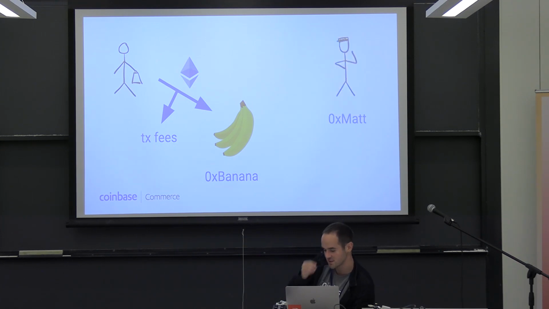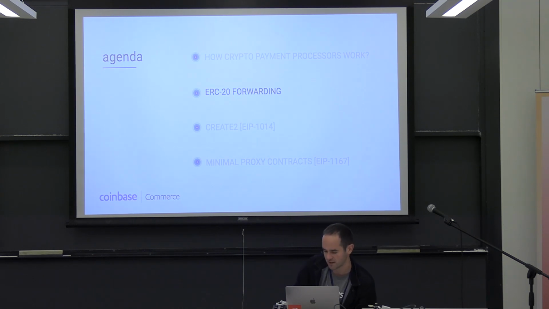Matt, the merchant, received those funds, but Matt would like to use these funds. He would like to spend them somehow, and the way that he does that is that he signs some transaction originating from that intermediary address that he controls, and he pays fees for that. This works very well for Ethereum, but there is a slight issue that we're going to get to about ERC-20.